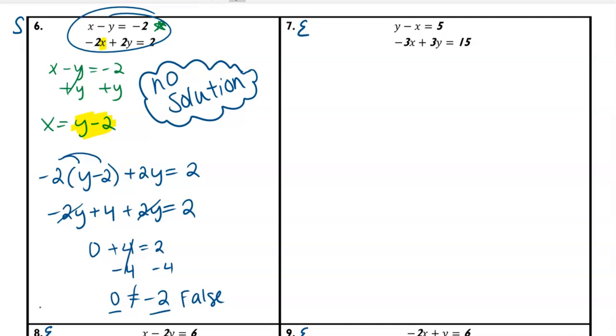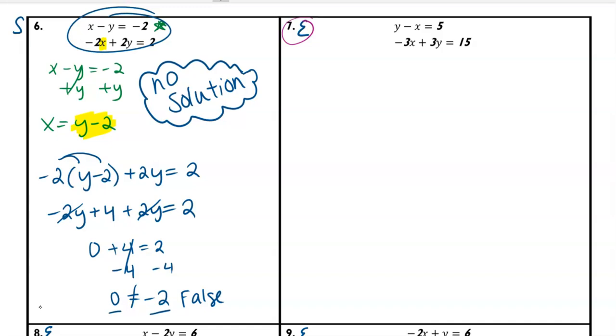Had this statement said something like negative 2 equals negative 2, that would have been a true statement. And so if this were the case, we would have infinite solutions. But that's not the case here, so never mind on that. All right, let's check out number 7, using elimination.